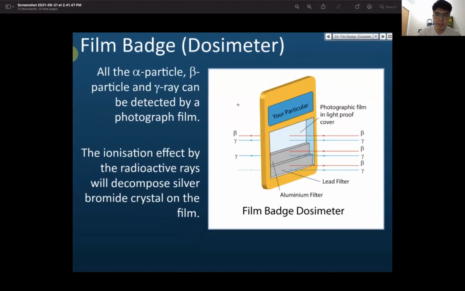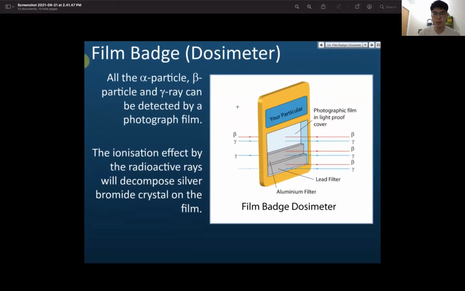Okay, so we have the three detectors, and this is the last one. And actually, this one is portable, meaning that you can carry it. It's very small, about 3 cm width and 5 cm length. It's a badge, like a badge that you wear with you. You wear it here. So it's called a film badge or a dosimeter.